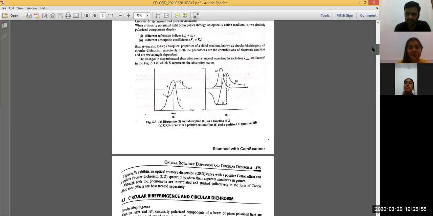Now going back to our plot here, you have delta epsilon, where delta epsilon is representing circular dichroism, and you have phi being plotted against lambda, which is nothing but optical rotatory dispersion. Right? Now, is this making sense? Why I was telling you that optical rotatory dispersion is based on circular birefringence, whereas circular dichroism is based on circular dichroism itself.